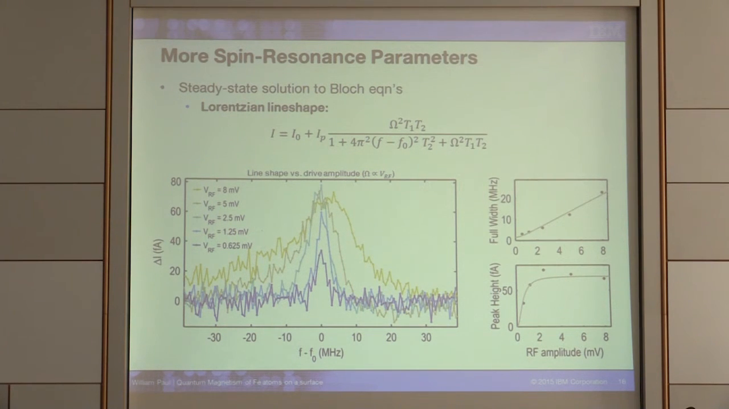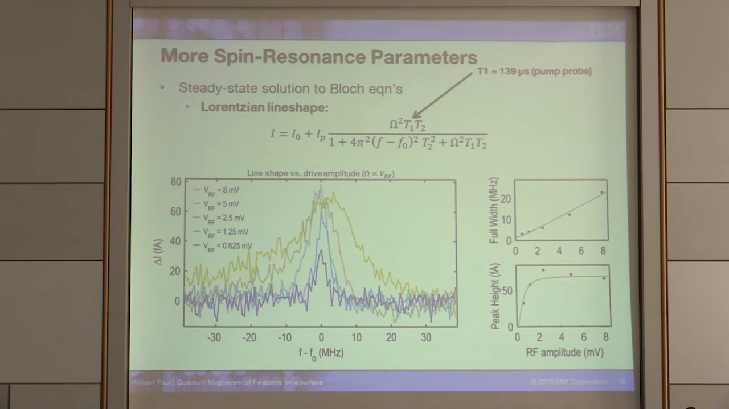So the continuous wave ESR line shape is Lorentzian, and it has 3 parameters. Omega, which is the coherent drive strength, which is proportional to the RF voltage that we apply. T1, which is the energy relaxation time, which we talked about before. We obtain this independently from pump probe because you see it appears always next to omega, so you can't get them at the same time from this measurement. And then T2 is a phase coherence time.